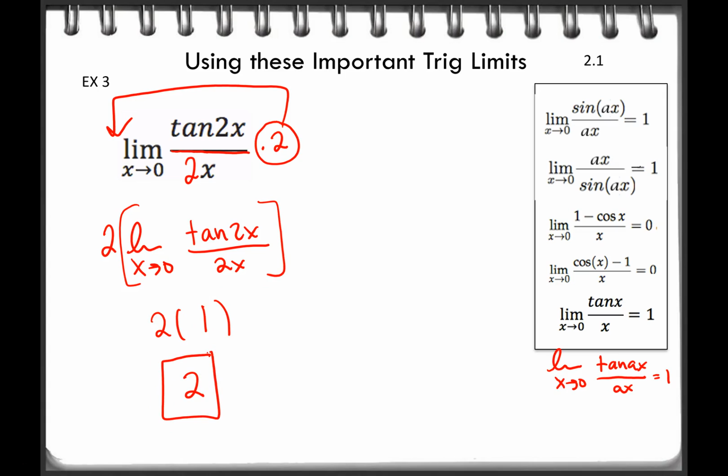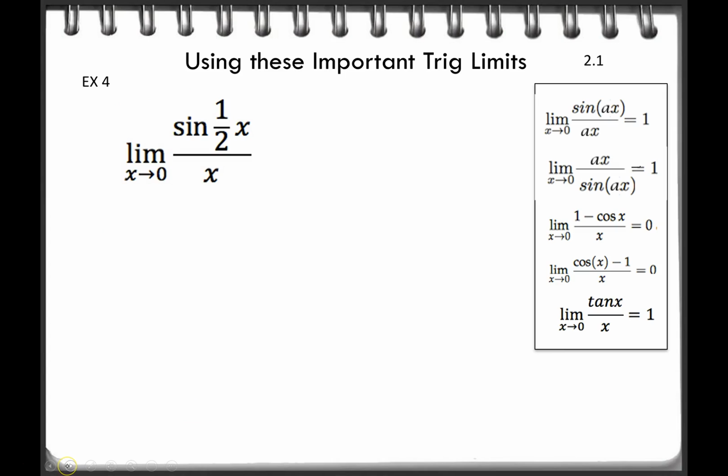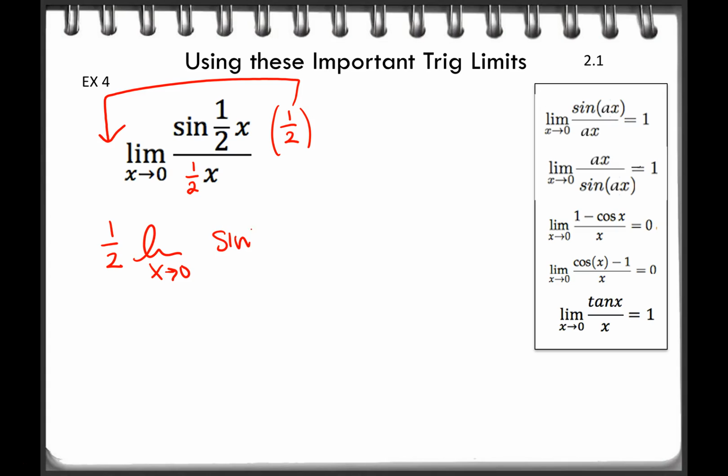So I know this was scary at first, but hopefully you're like, okay, I'm starting to see the pattern here. Okay, here I need a 1/2 in the denominator, so I need a 1/2 in the numerator. So I take this 1/2, bring it out in front, and now I'm left with 1/2 times the limit as x approaches 0 of sine 1/2 x over 1/2 x.